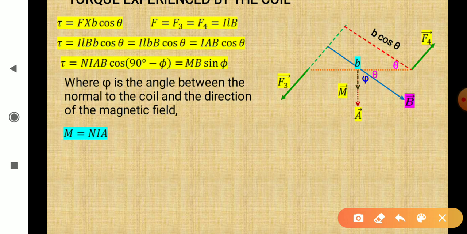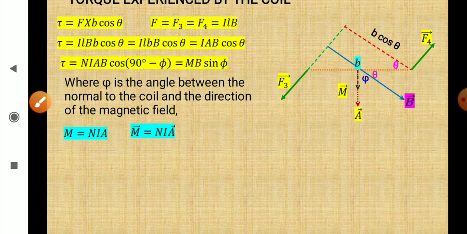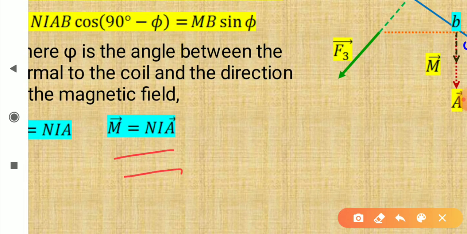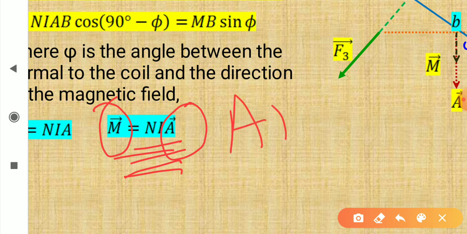And we are going to discuss this M. See, M is equal to NIA. It is called the magnetic dipole moment of the coil, and it is a vector quantity. Look at it, M is a vector quantity along the area vector, and its magnitude is given by NIA, and its SI unit will be equal to करंट की यूनिट है एम्पियर और आपका एरिया है मीटर स्क्वायर.